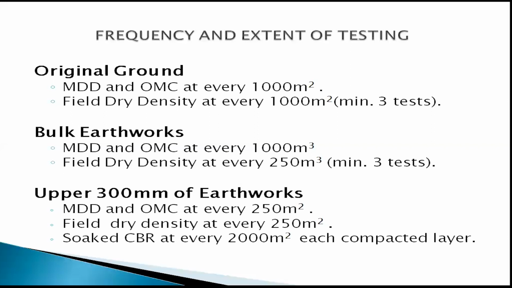And when we have determined that and the compaction has been done, then we need to determine the field dry density. We have to do our field density test. Within the area that we pick the samples, that is the 1,000 meters squared, the minimum number of tests within that area should be 3 tests.